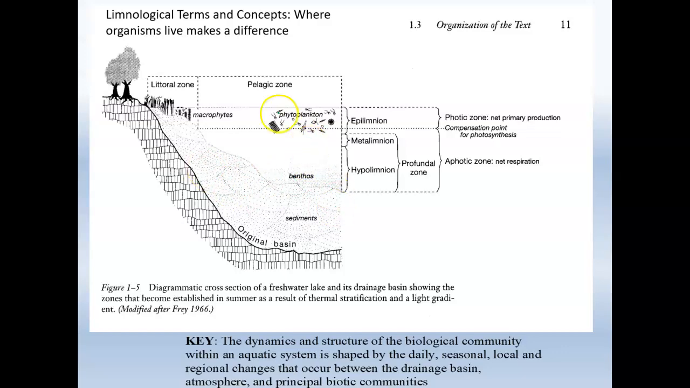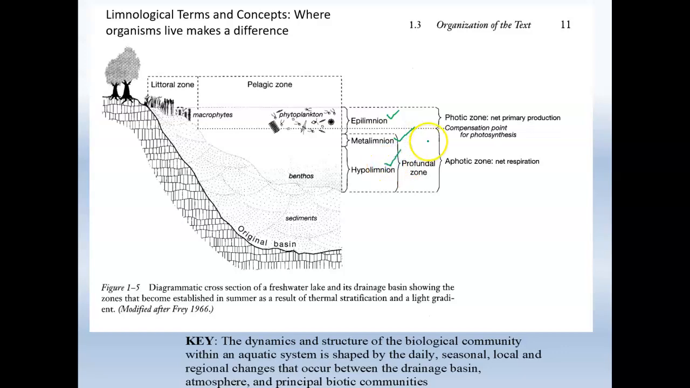And so the open water layer beyond where aquatic plants are rooted and coming to the surface or submerged under the bottom, beyond that is the pelagic zone. And so that open water zone can be divided into three particular zones. One is the epilimnion, another one is the metalimnion, and the bottom one is the hypolimnion.